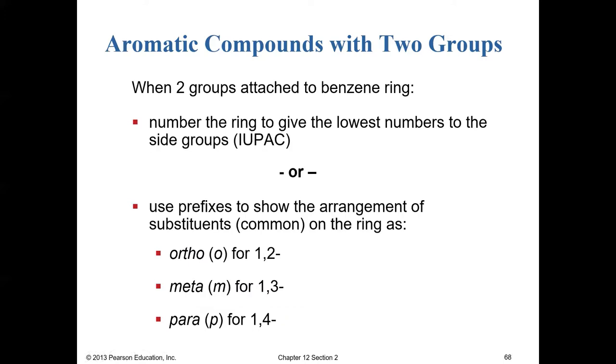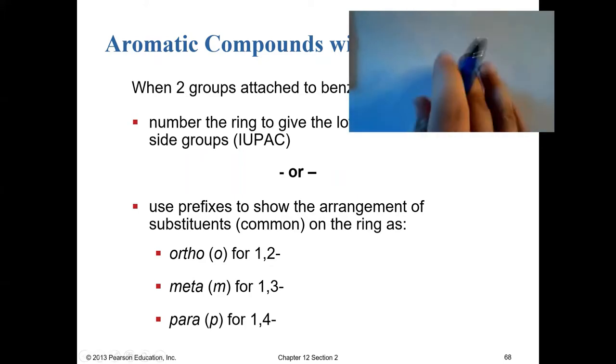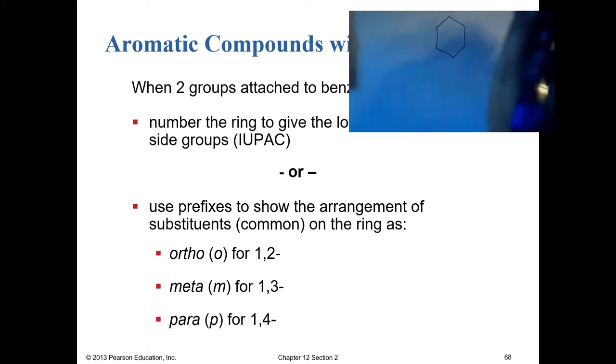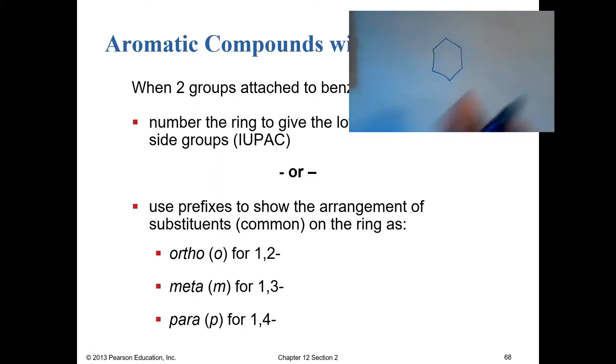So when we have two or more groups on the ring, we usually note their positions. However, sometimes we can have special positions that are important to know. And we can number them given the lowest numbers, which is known as IUPAC naming. And we will always use IUPAC naming. The other form of naming, known as a common name, uses what we call ortho-meta-para. And this is for when we have some common arrangements that we see in organic chemistry. If we have anything in the 1-2 position, we call that ortho. If we have anything in a 1-3 position, that's meta, and a 1-4 position is para. And these are only for ones that are in the cyclohexane arrangement or cyclohexene arrangement or a benzene arrangement.